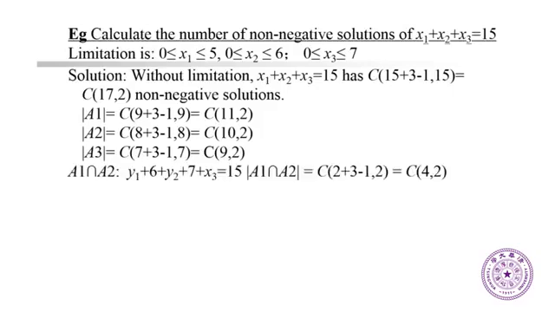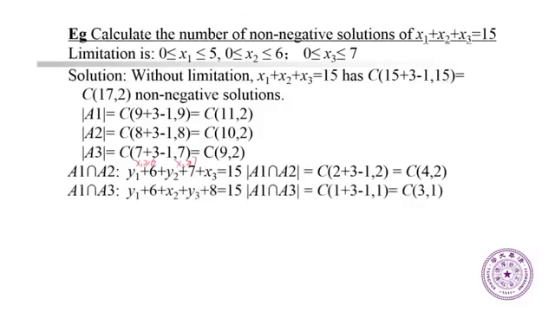A1 intersected with A2 means that we violate the first restriction, so that x1 must be larger than or equal to 6. The second restriction is also violated, so x2 should be larger than or equal to 7. So it means that y1 plus 6 plus y2 plus 7 plus x3 is equal to 15. Now we could find that the intersection of A1 and A2 is C(2 plus 3 minus 1, 2), equal to C(4, 2). Similarly, we could calculate A1 intersect A3, and A2 intersect A3.